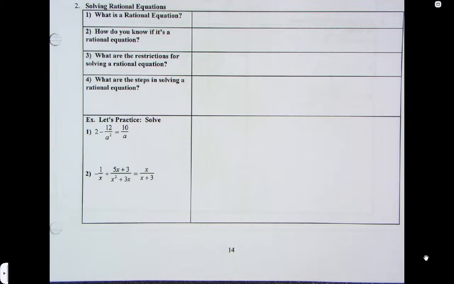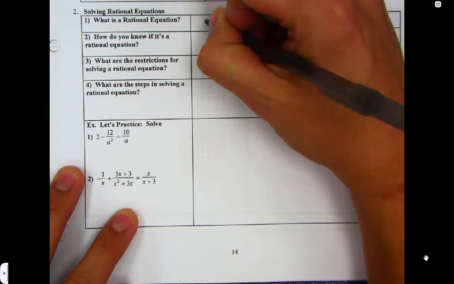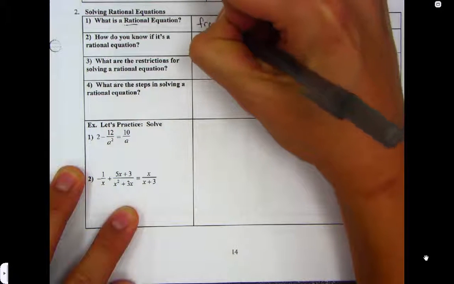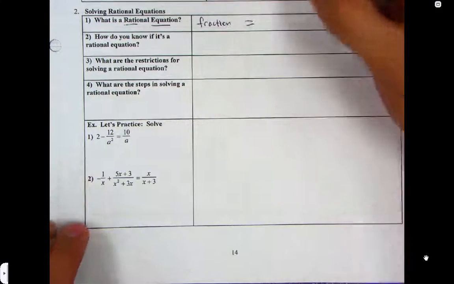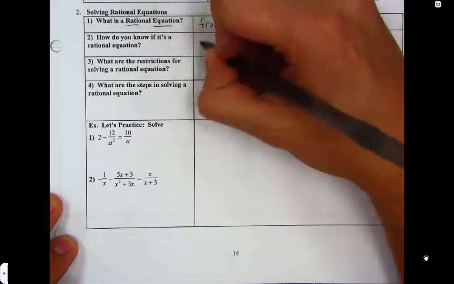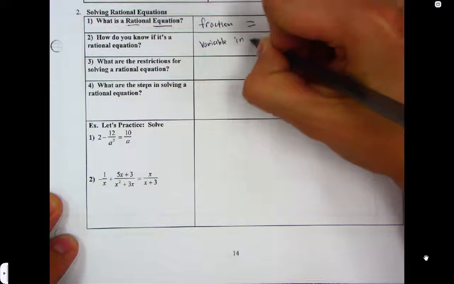Notes 7.5 Solving rational equations. What is a rational equation? Rational means fraction, and equation means something with an equal sign. How do you know if it's a rational equation? If there's a variable in a fraction.